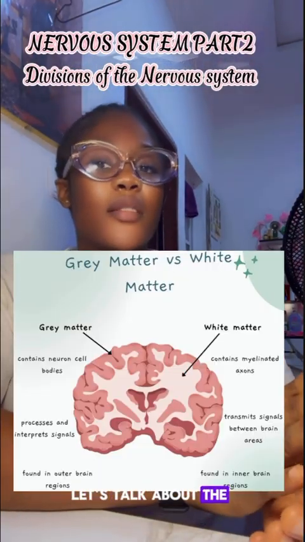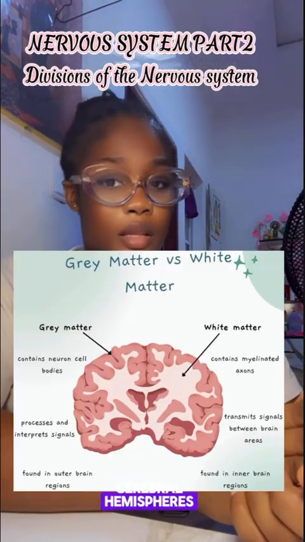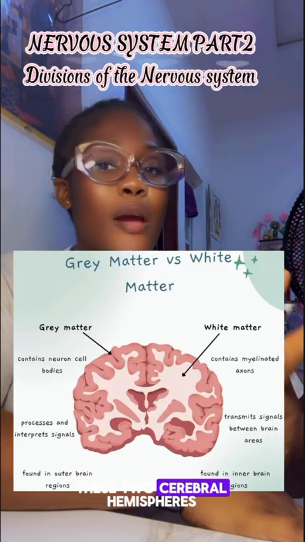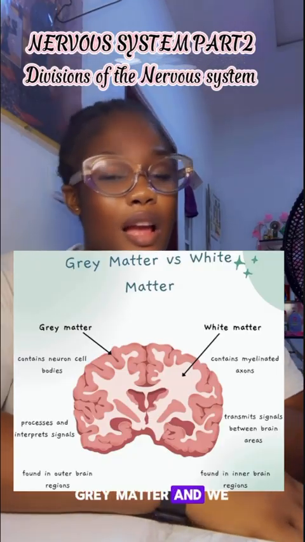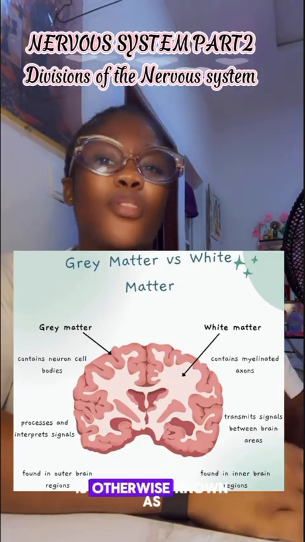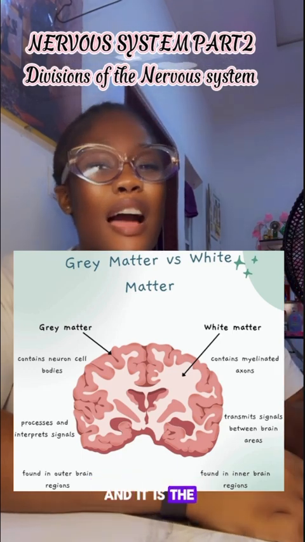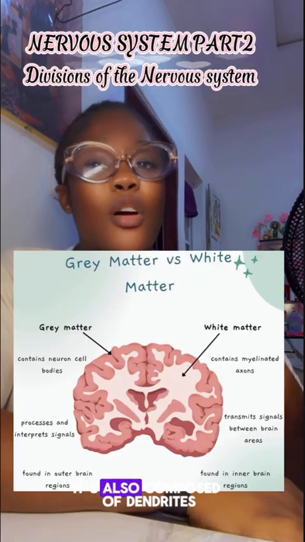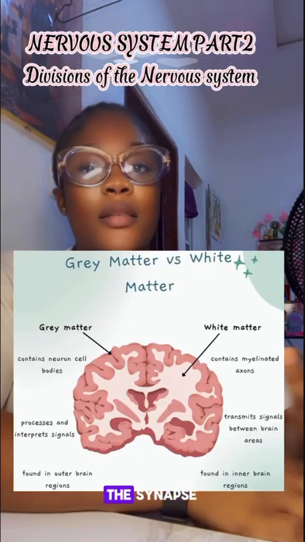So moving forward, let's talk about the tissues found in the cerebral hemispheres. There are two types of tissues found in these two cerebral hemispheres: the gray matter and the white matter. Let's talk about the gray matter. The gray matter is otherwise known as the cerebral cortex, and it is the outer layer of the cerebrum. It is composed of neuron cell bodies, dendrites, and synapses.